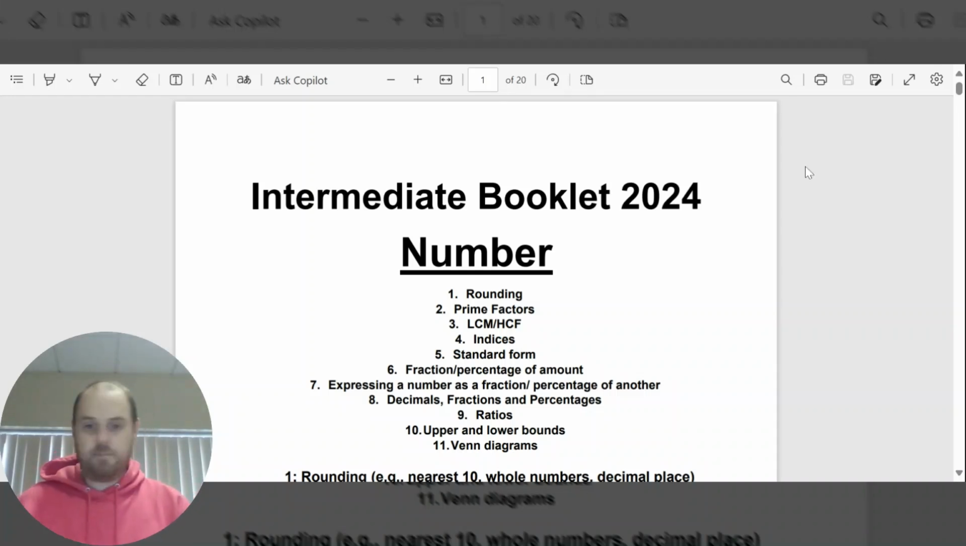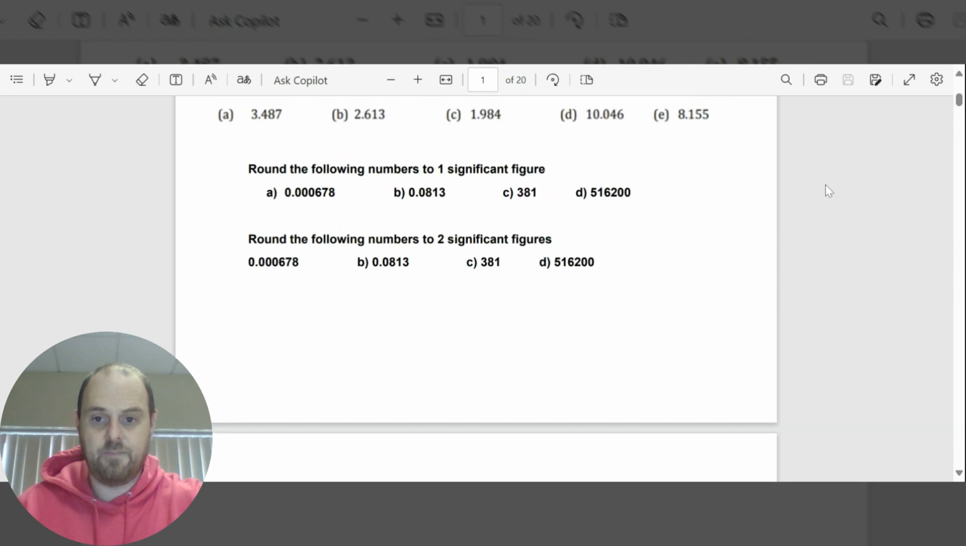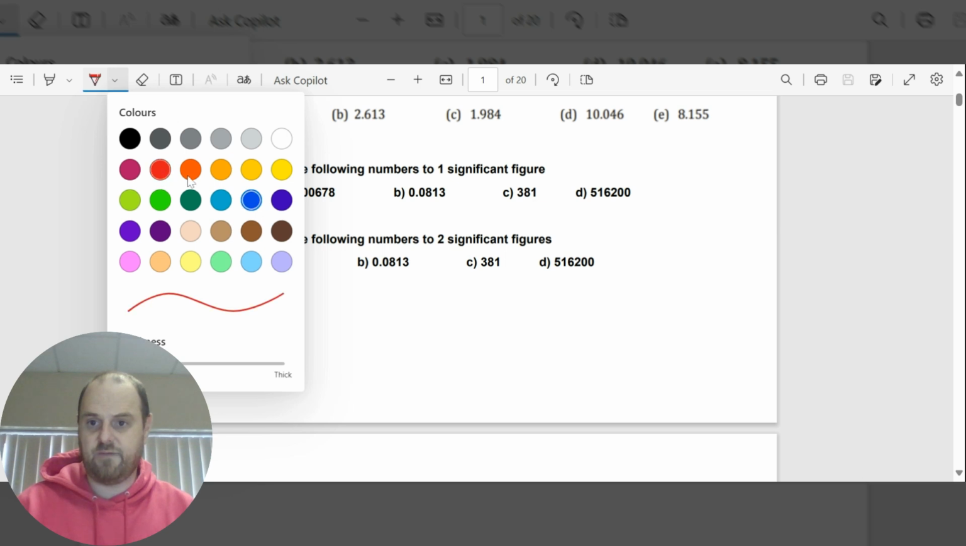All right, guys. Plan is to give you a 15-minute revision video every night. So tonight's 15 minutes is going to be looking at this number booklet that we started today and picking out some number topics for you. Starting with rounding. I am not going to talk about decimal places. I will talk about significant figures for a minute, though.